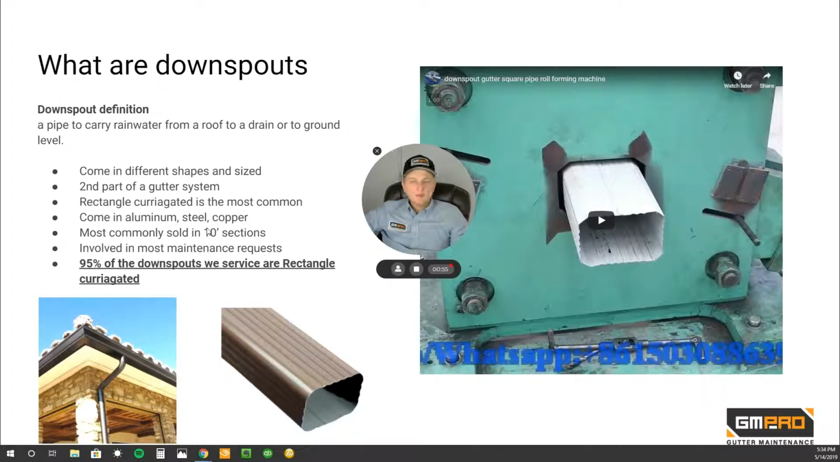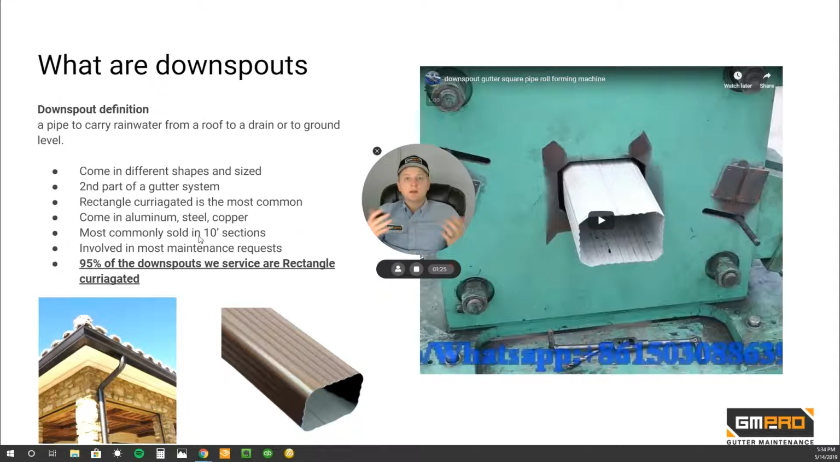They come in aluminum, steel, or copper, and they may come in different types of metals, but these three are the most common, aluminum being the single most common. They're commonly sold in 10-foot sections. Unlike gutters that can come in seamless sections, downspouts are sold in 10-foot sections. The reason why is because downspout machines are very expensive, and most gutter companies don't own a downspout machine, but they own a gutter machine.